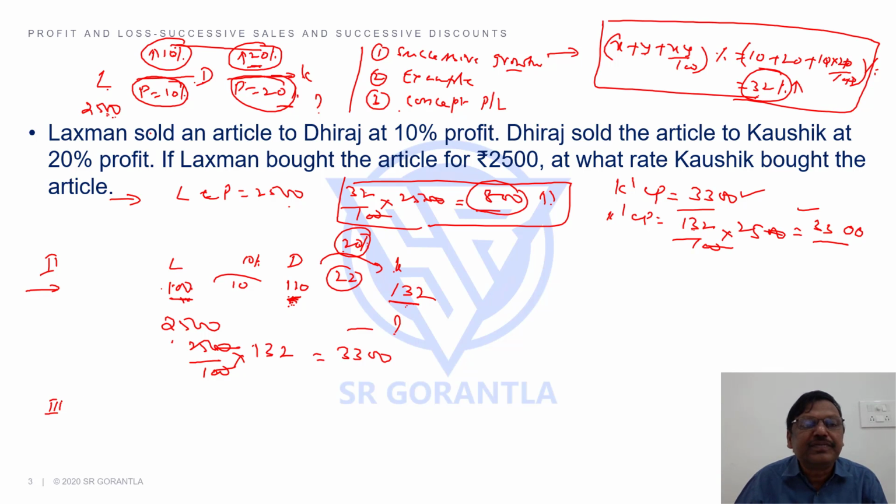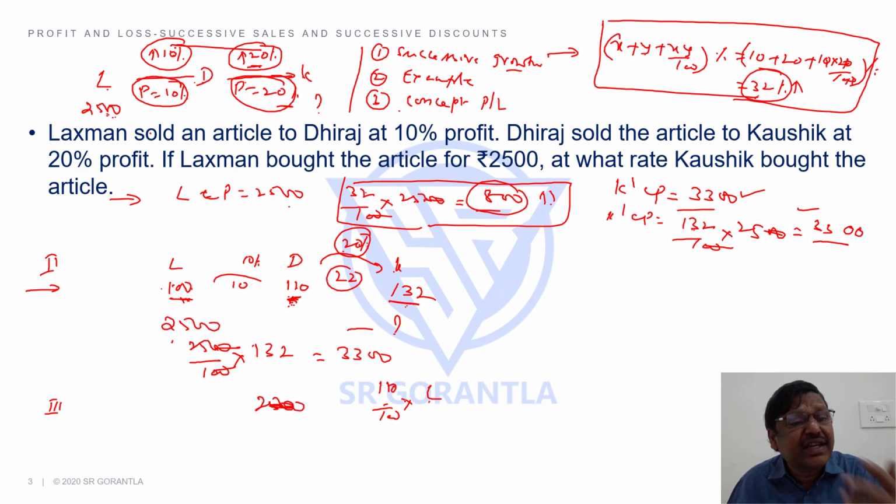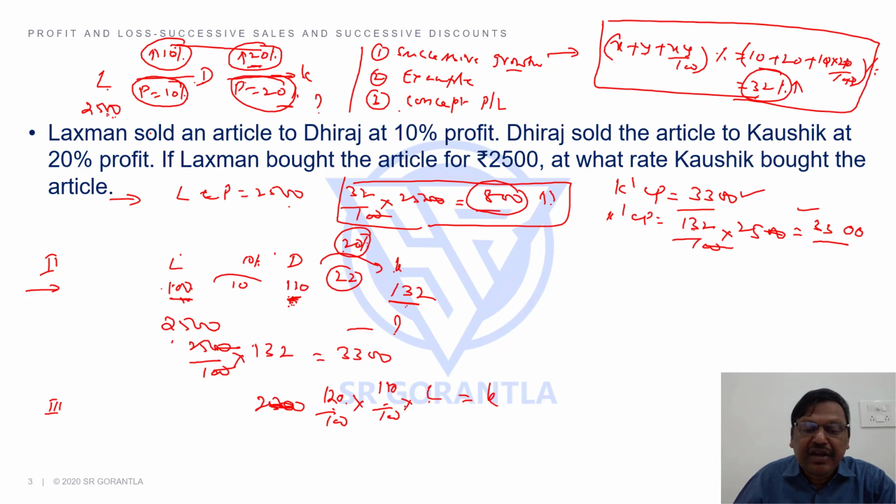Third approach is simple. You know Lakshman's cost price is 2500. Or if I say, for example, Lakshman's cost price is L, let me tell you something more. And he sold at 10% profit means it is 110% of the cost price. 110% of Lakshman's cost price will be his selling price. Since Lakshman sold to Dheeraj, Lakshman's selling price will be Dheeraj's cost price. Dheeraj further sold at 20% profit means it will be 120% of his cost price. So finally, Kaushik's cost price will be 120% of 110% of Lakshman's cost price.